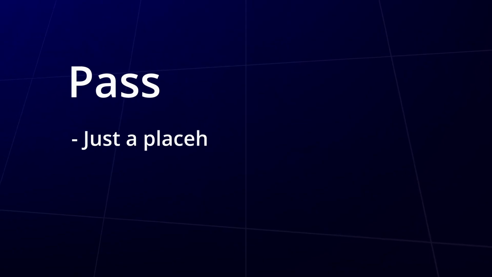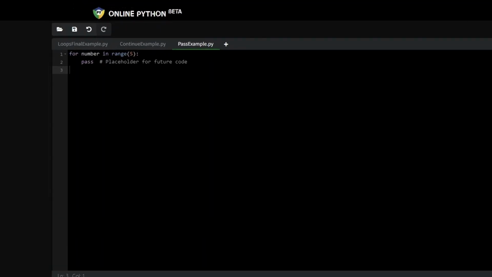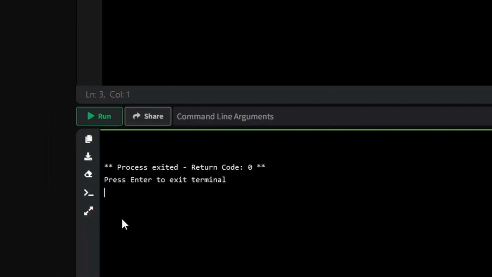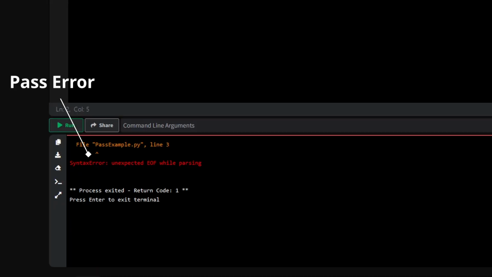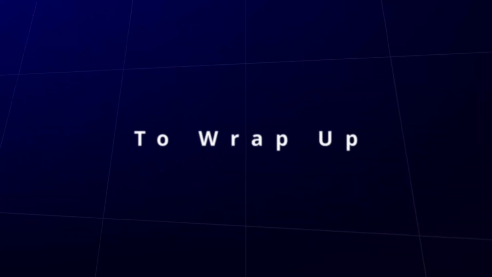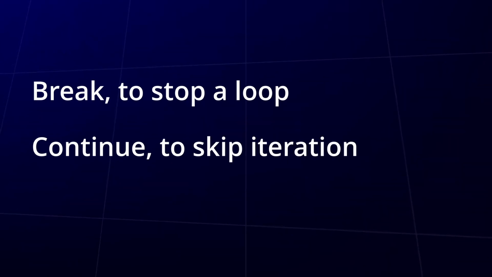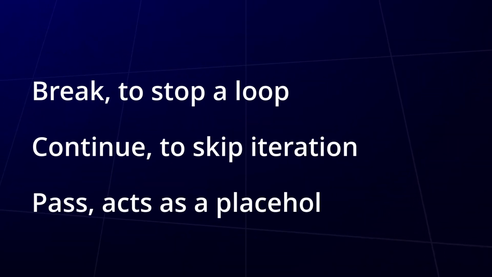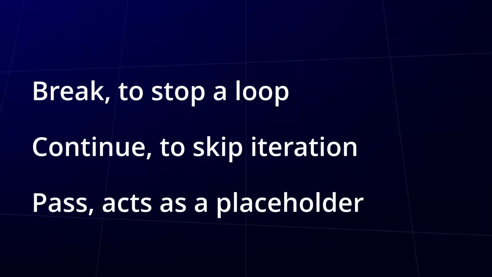Finally, there's pass. Sometimes you might not be ready to implement a part of your code just yet, but you need the structure to be there. Pass is a placeholder. It doesn't do anything, but it keeps the loop valid. Here's how you'd use it. Try removing pass and see what happens. Pass is great for those moments when you're still planning what the loop should do but want to keep everything running smoothly. So, to wrap this up, break lets you stop a loop, continue skips to the next iteration, and pass acts as a placeholder where you're not quite ready to add your logic.